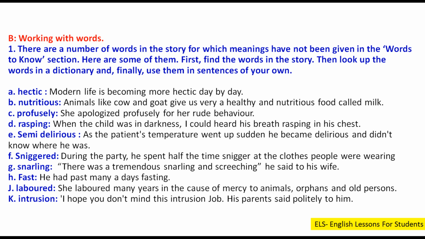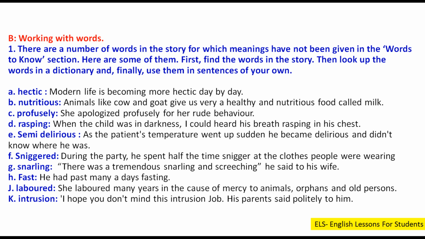B. Nutritious. Animals like cow and goat give us very healthy and nutritious food called milk. C. Profusely. She apologized profusely for her rude behavior. D. Rasping. When the child was in darkness, I could hear his breath rasping in his chest. E. Semi-delirious. As the patient's temperature went up suddenly, he became semi-delirious and didn't know where he was.